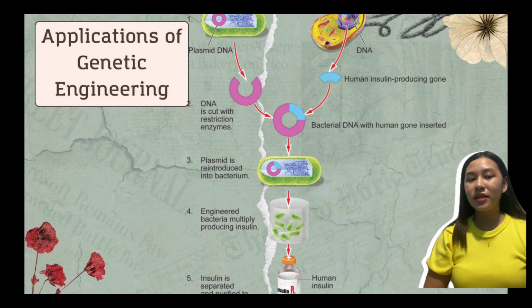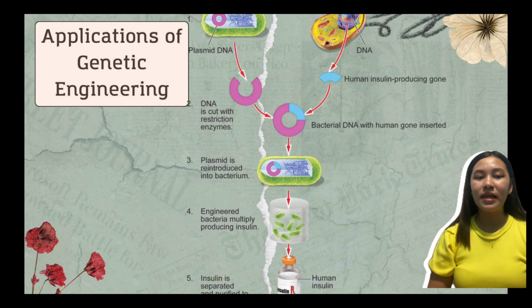Once inside the bacterium, ang plasmid na ang magdala sa insulin dito sa gene can replicate independently. As the bacteria multiply, they produce the human insulin protein. Last is the insulin is separated and purified to produce human insulin.